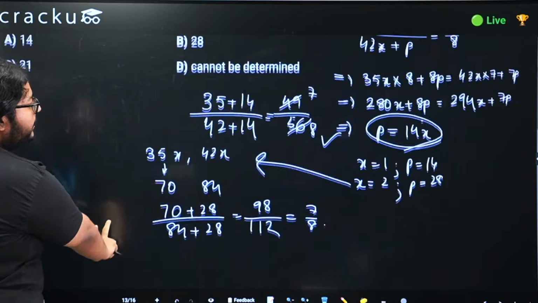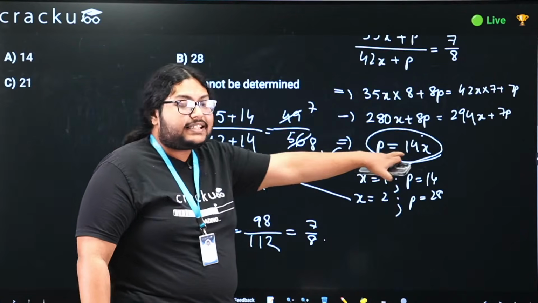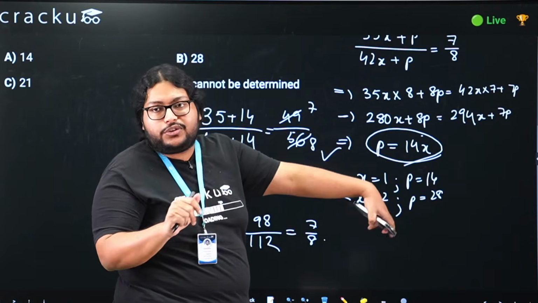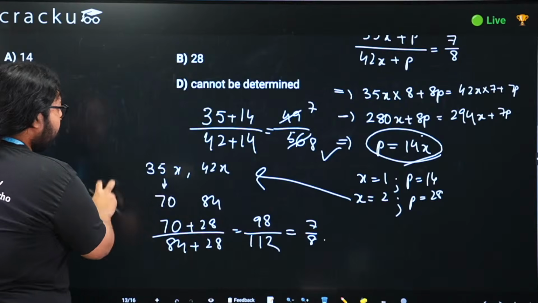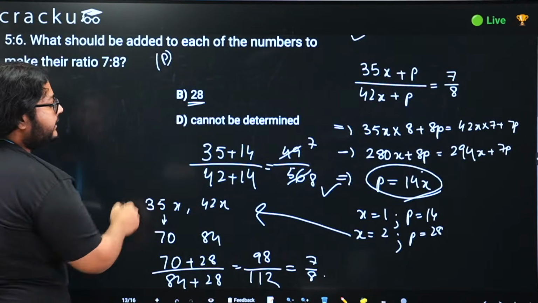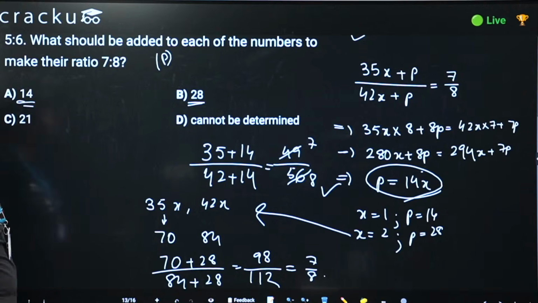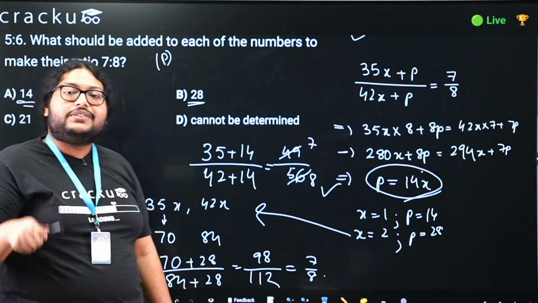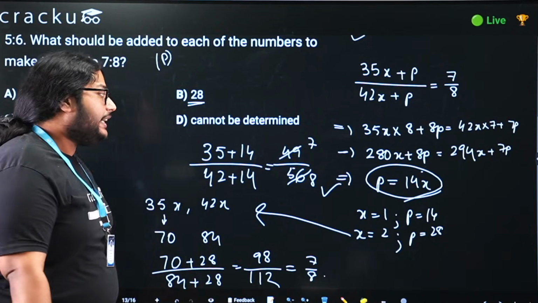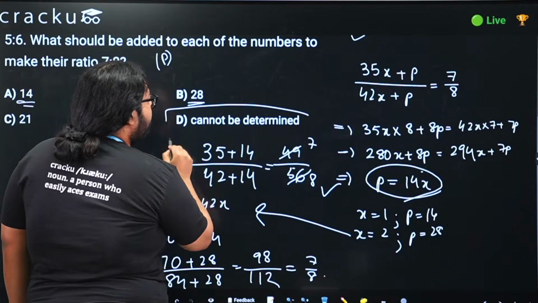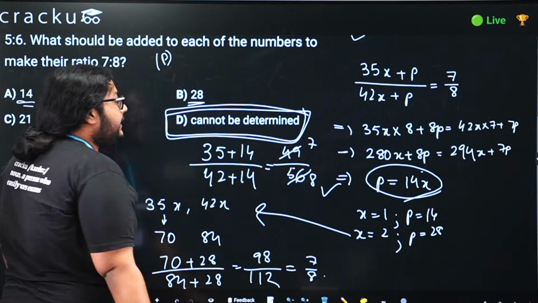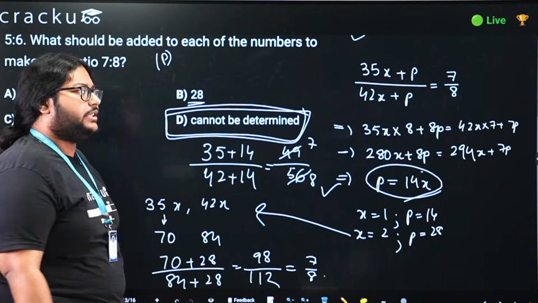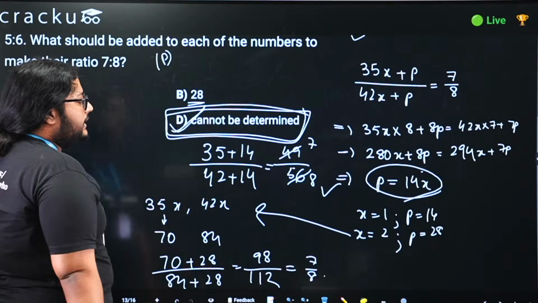So what I am trying to say here is, because we don't know the value of x for sure, we also don't know the value of p for sure. So that is why, adding 28 we can get the answer, and adding 14 also we can get the answer. So both of these are correct in a sense? No. The thing is, we cannot definitely determine. So the correct answer is undoubtedly option D. Very clearly we can say, because we cannot determine a particular value, we will say cannot be determined. Option D needs to be the correct answer here.